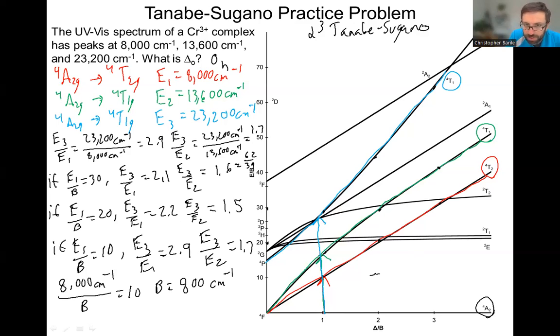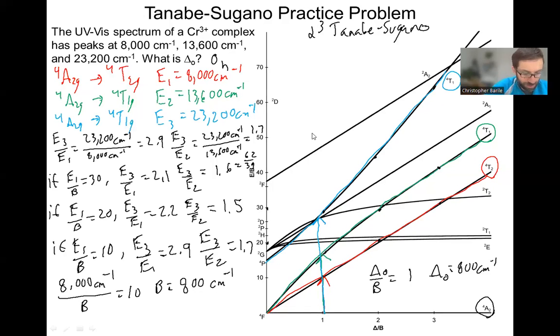Okay, and then we know we're right around delta over B equals 1. And so our value here is also going to be equal to B, which is 800 wave numbers. So delta O, we can call it, because we're octahedral, is equal to 800 wave numbers.